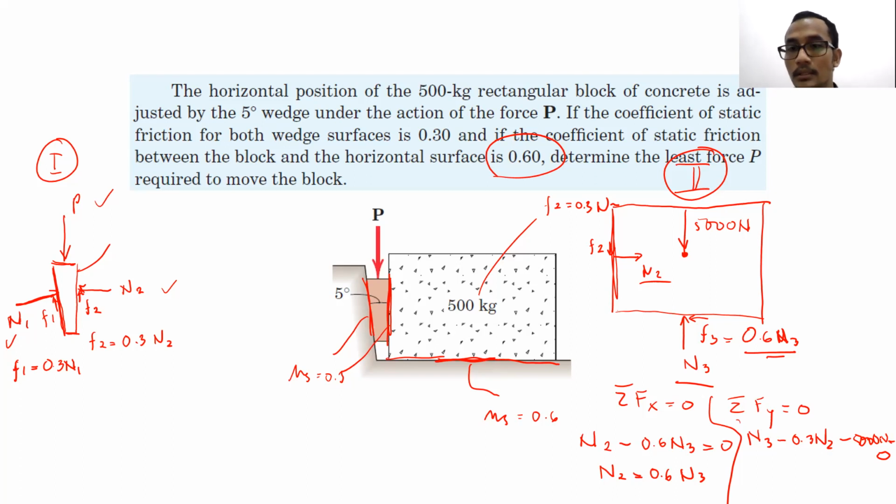As you can see here, it involves N3 and N2 as well. But remember, we have here N2 is equal to 0.6 N3. And the one that we need is the value of N2. Okay, so I will replace N3 with N2.